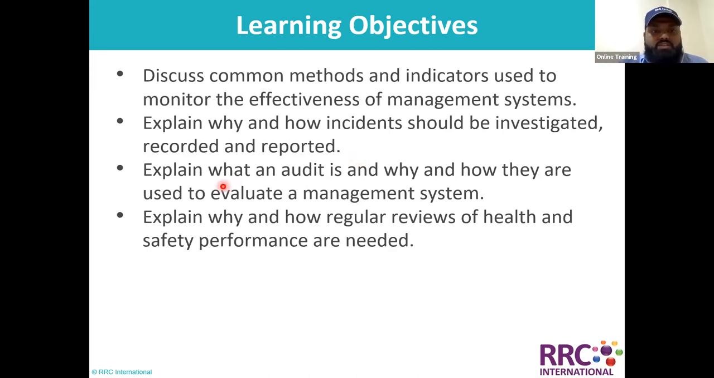Then explain what an audit is and why and how they are used to evaluate the management system. Till now, we were discussing inspections about some activity, some kind of equipment, some kind of plant. Okay, what about the audit? Which is about the evaluation of the whole system.